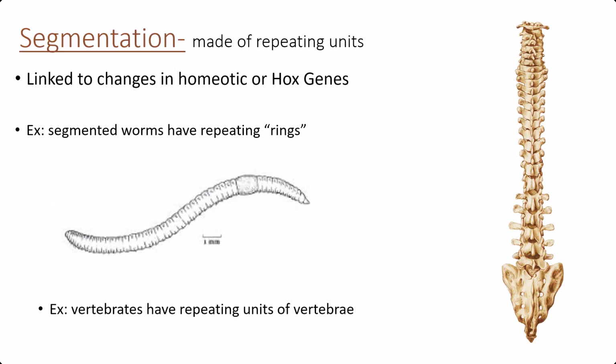Some animals are segmented, meaning they're made of repeating units. It may be easy to see in a segmented worm. It's made up of all of these repeating units, or it may be easy to see in something like an insect, with its repeating units of legs. But even vertebrates like ourselves are made up of repeating units of vertebrae as well.